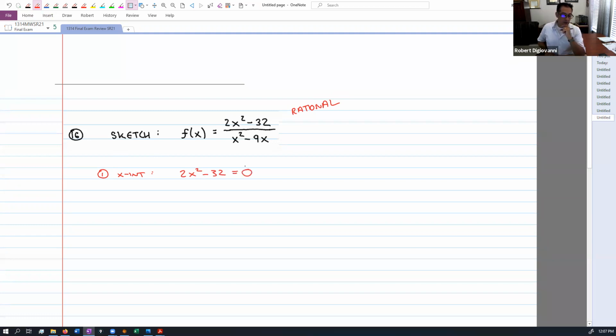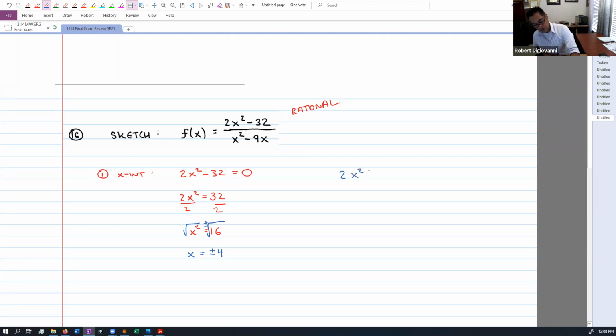Now be real careful on this step. There's a couple of ways to do this. I'm going to do it this way. I'm going to add 32 to both sides. I'm going to divide both sides by 2. That gives me x squared is 16. And then I'm going to take the square root on both sides. When you do the square root on both sides, you have to do plus or minus. Do not forget that plus or minus. So you get 2 answers, plus or minus 4. That's one way to do it.